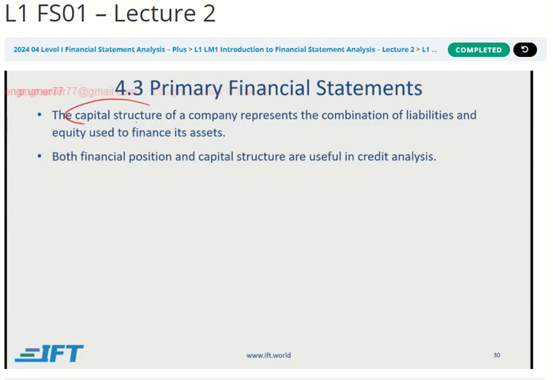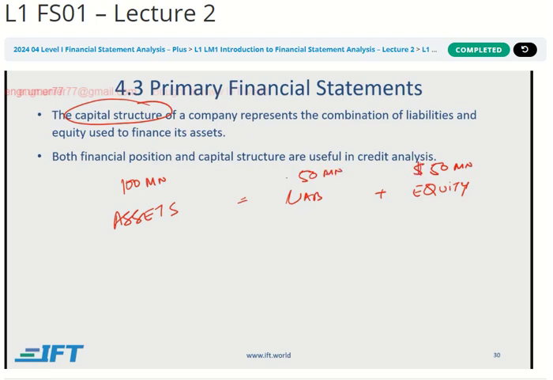So what is the capital structure? Capital structure is how much debt you have and how much equity you have. So clearly assets are being financed by liabilities and equity. But the question is, if you have assets worth 100 million, how much of that is coming from liability and how much of that is coming from equity? If it's coming equally, then we will say that the capital structure is 50% debt, which is your liability, and 50% equity, which is a relatively healthy capital structure.